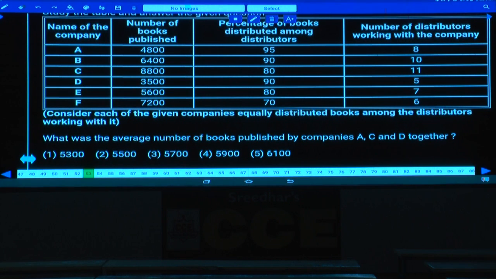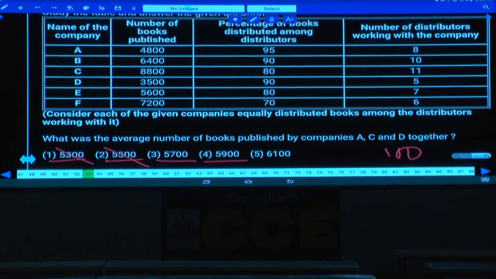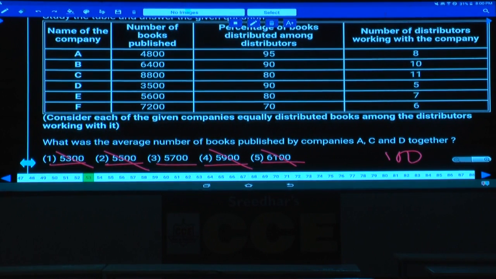So, you are asked about average. Sum is equal to average multiplied by 3. Should end with 100. 5,300 into 3. Will that ends with 100? This one? No. This one? Yes. This one? No. This one? No. 5,700 final answer. When you add 3 values, your number ends with 100. That means sum ends with 100. Sum in the sense average multiplied by number of numbers. 700 into 3 only ends with 100.